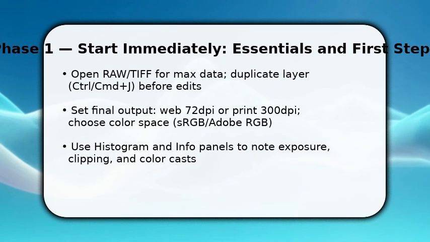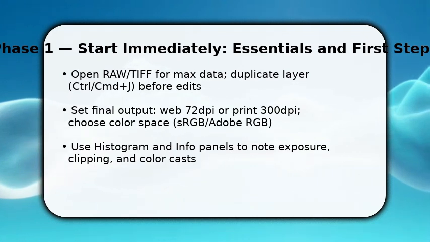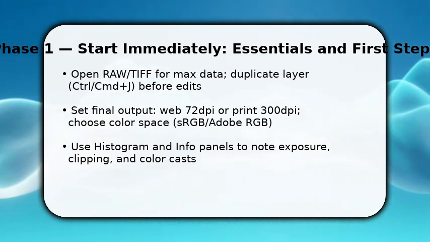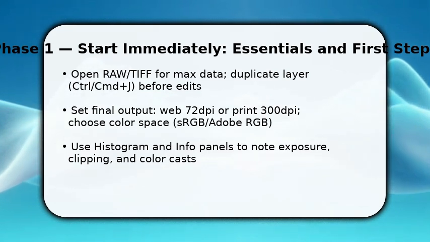Check the histogram and info panels to spot blown highlights or clipped shadows. This tells you whether to reduce exposure or recover detail. Once done, make quick camera raw or exposure adjustments to establish a neutral base before moving into targeted edits.